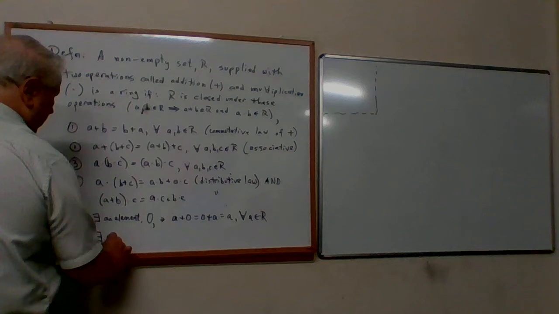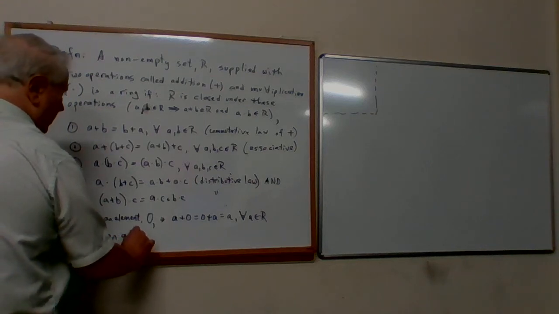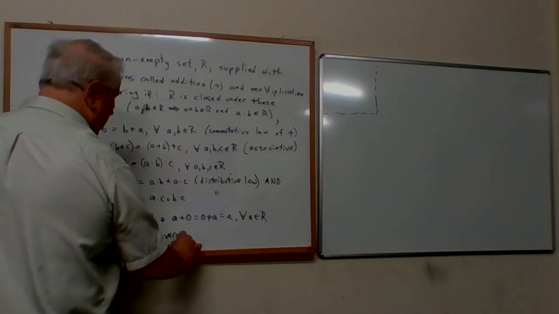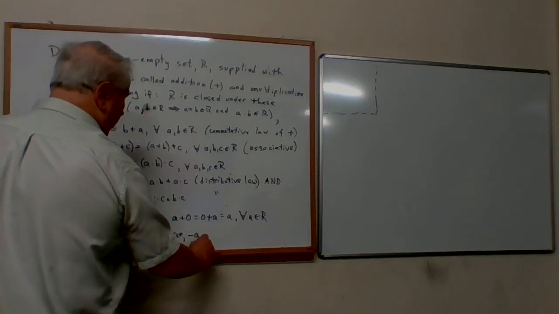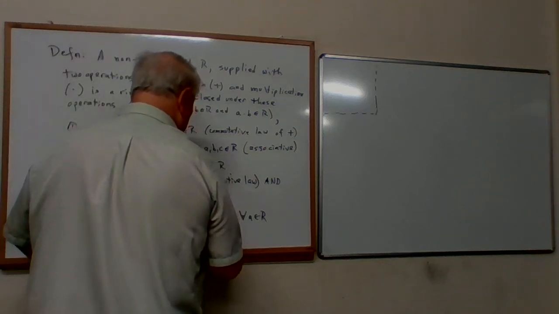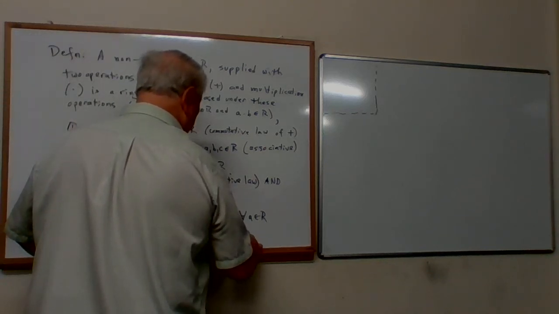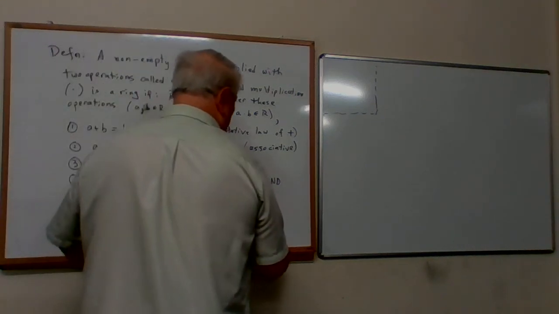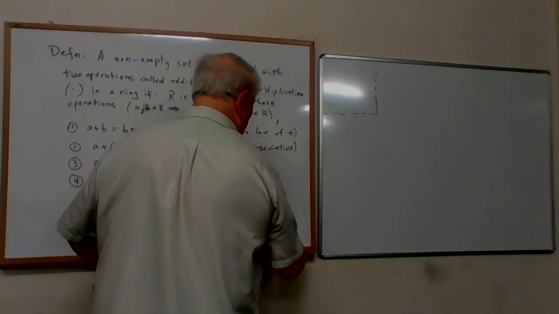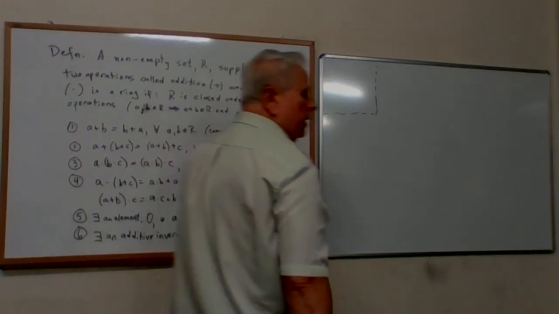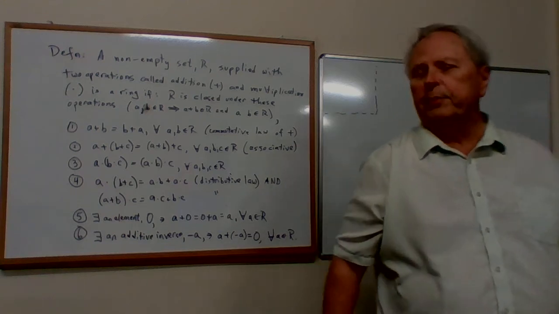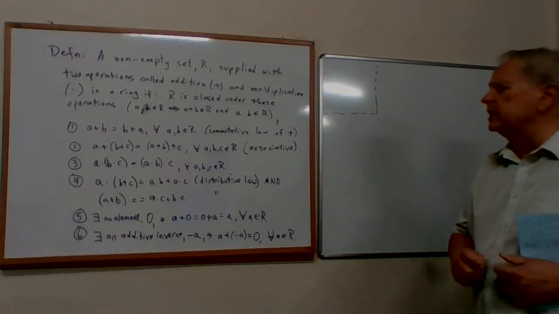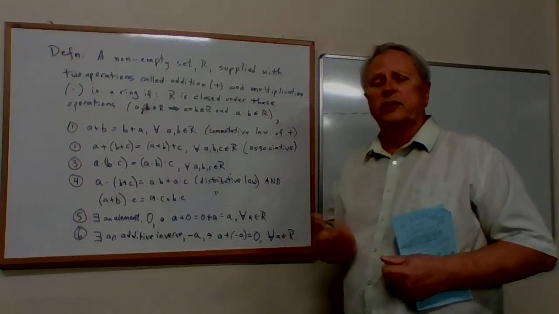And 6, there exists an additive inverse. We're going to call it minus A, such that A plus minus A is equal to 0. And once again, that's for every element A in the ring. If a non-empty set satisfies those properties, that non-empty set is referred to as a ring. The classic example of a ring is the set of all integers.